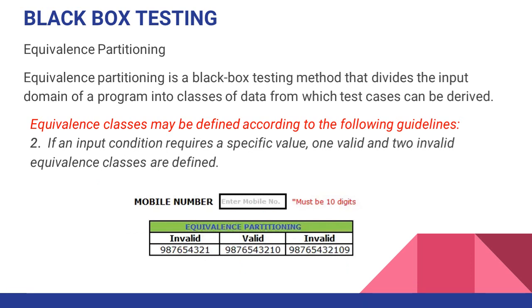The next one is, if an input condition requires a specific value, one valid and two invalid equivalence classes are defined. That is, here a mobile phone should have only 10 digits, so one valid 10-digit input and two invalid inputs are shown on your screen.